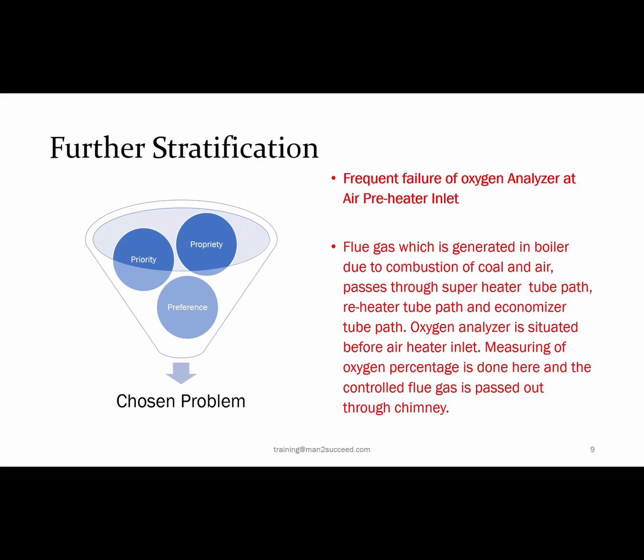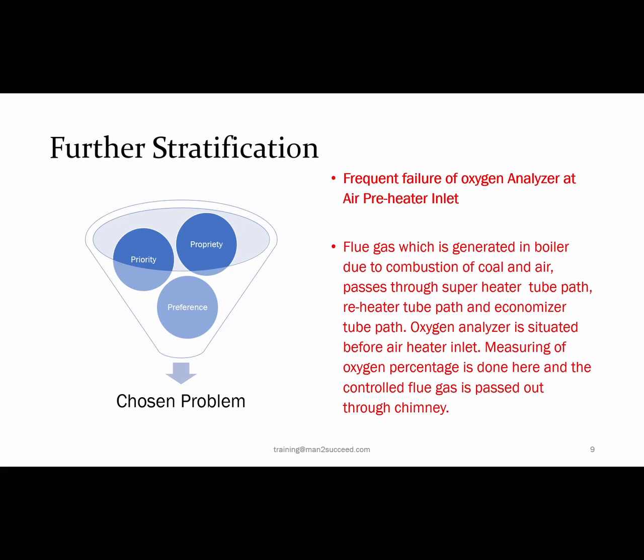The oxygen analyzer is situated at the air heater inlet, measuring oxygen percentage, which is the prime factor they need to analyze and then control. The flue gas coming out of the chimney should be very, very less. That is what they want. When the flue gas is less, oxygen will be more. So the oxygen analyzer will be analyzing whether flue gas is more or oxygen is more, and after that, it will be dispensed.